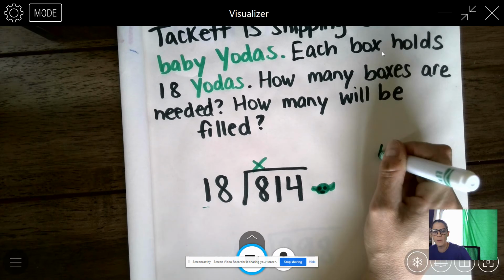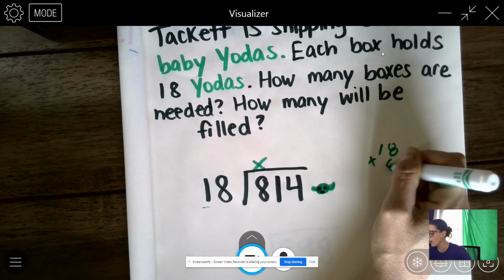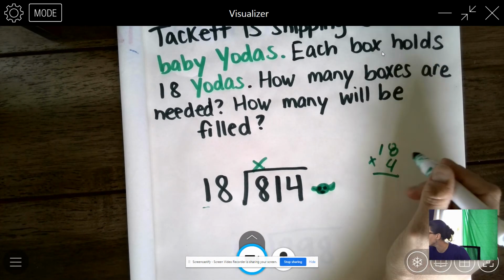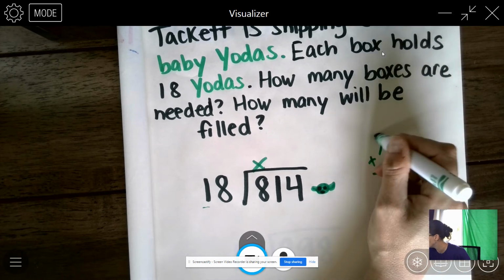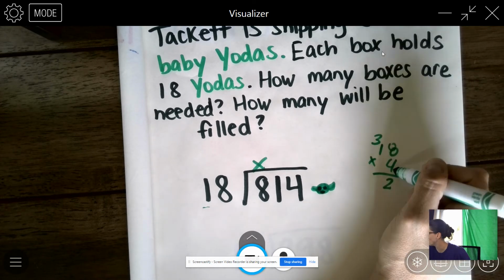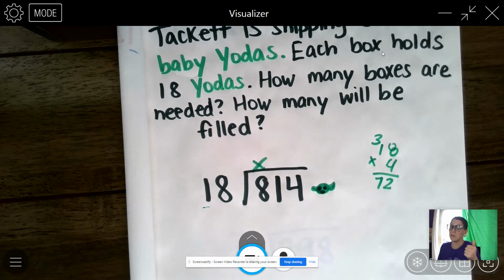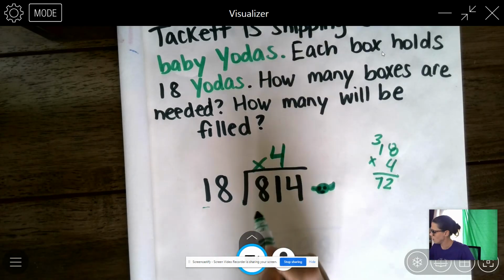So on the side of my paper, I'm going to take 18 times 4 and see what I get. So I have 8 times 4 is 32. 4 times 1 is 4, plus 3 is 7. Ooh, 72. That looks pretty good. So I'm going to go ahead and put a 4 up in my quotient and then subtract.